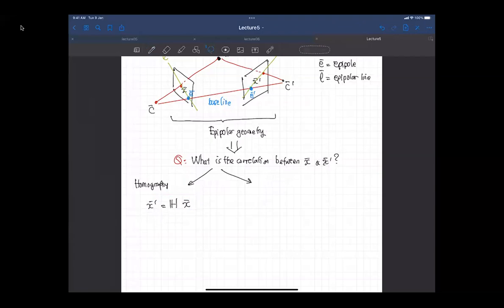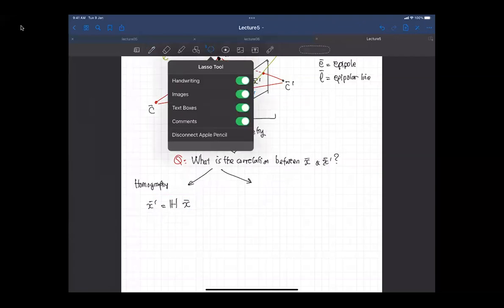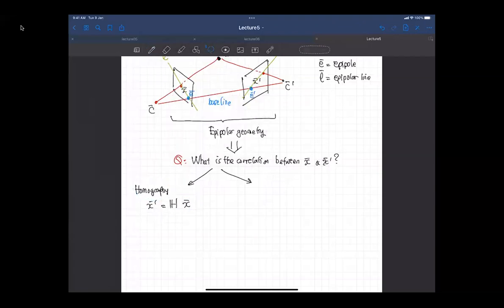Another one: homography is a two-view relation, as you can see, between two planes, right? That's homography. And the other one is using the fundamental matrix. This fundamental matrix for stereo is more important than homography. It's called the fundamental method.